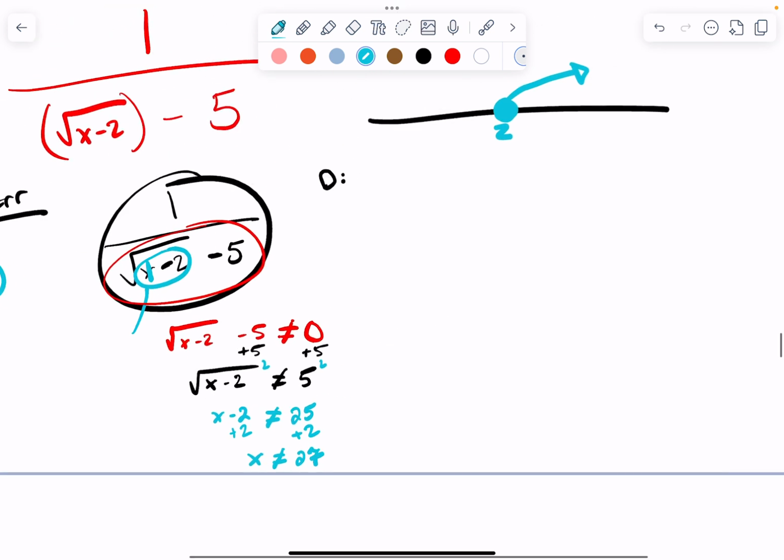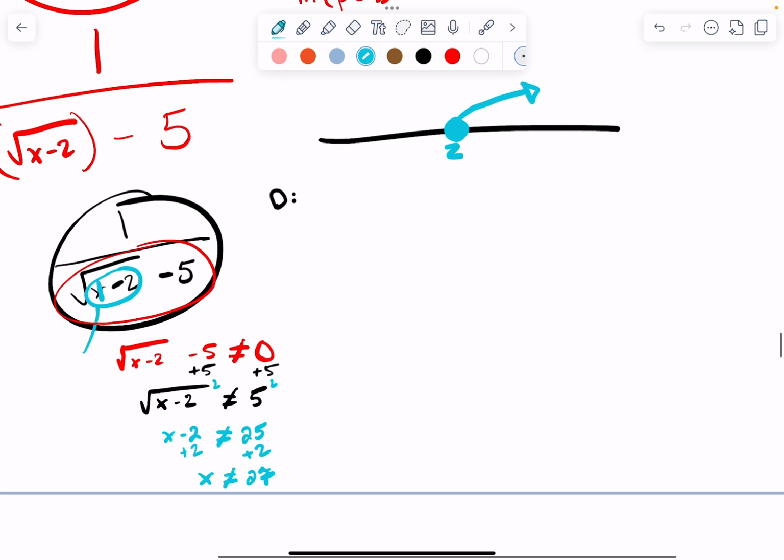So here's the deal. We knew that x had to be greater than or equal to 2, but we can't have 27. So x can be any number from 2 to 27, and it can be any number from 27 and beyond, but it can't be 27 exactly.